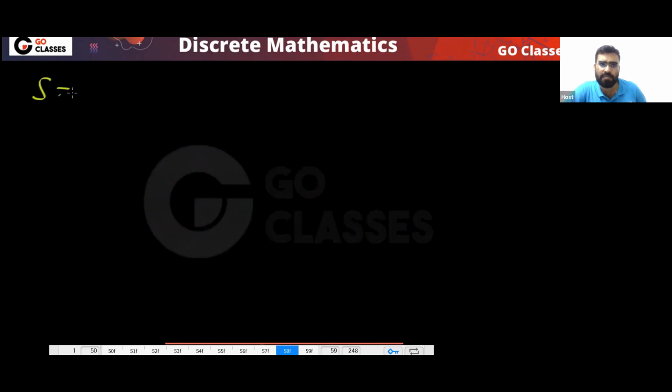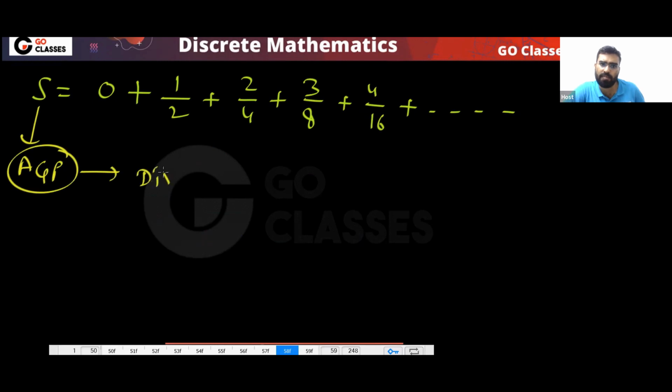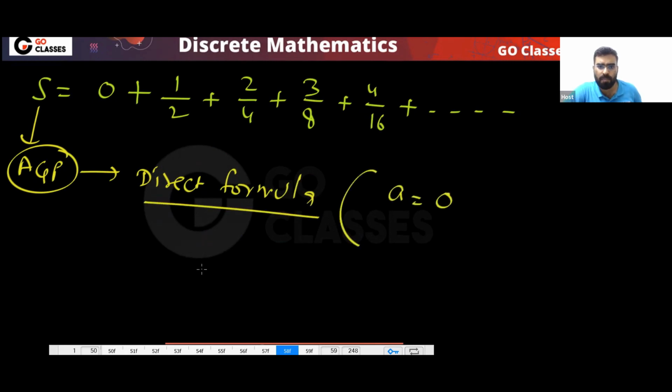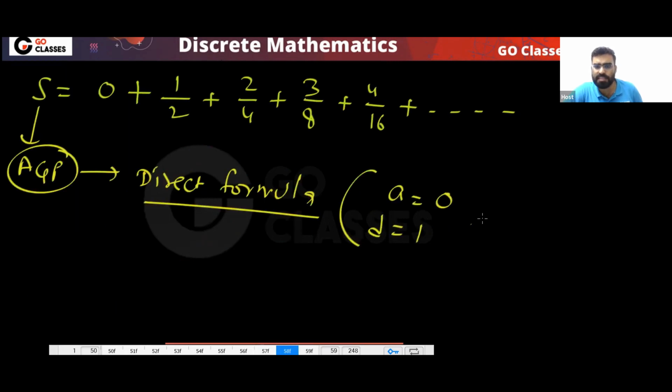So now this is your series. Very simple. Isn't it easy? This method is actually much better. Now for this AGP, you can apply the direct formula. But tell me, if you apply the direct formula, what will be your A? A will be 0. And what is the difference? The difference is 1. And what is the common ratio? The common ratio is half.